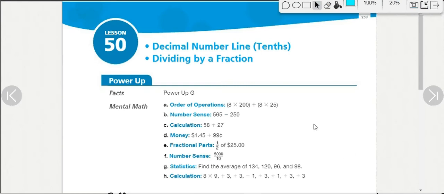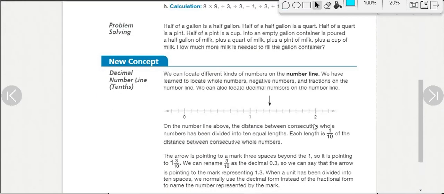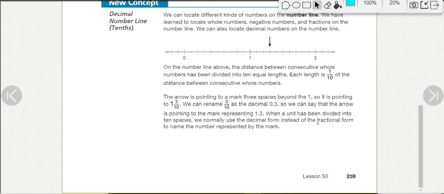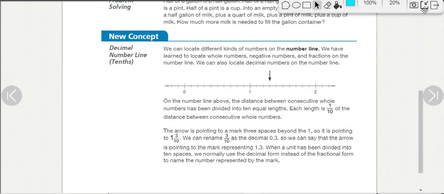Lesson 50 for Course 1, decimal number lines and dividing by a fraction. Decimal number lines may be the easier part of today's lesson, less to have to keep track of.